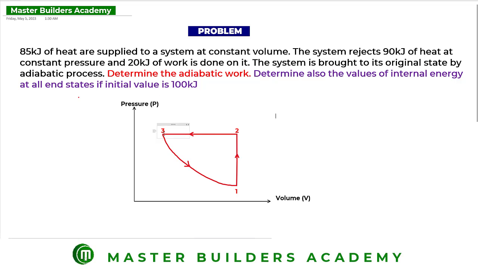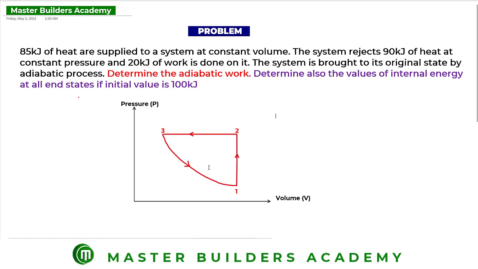Now, this diagram will help us because if the journey begins from point 1, as you can see here, and then moves to 2, and then from 2 to 3, and then from 3 back to 1 through the adiabatic process, the internal energy at point 1 is what is given as 100 here. The internal energy at point 2 is what we are asked to look for. The internal energy at point 3 is also what we are asked to look for. Having been given the internal energy at point 1, the starting point, I hope you understand this.